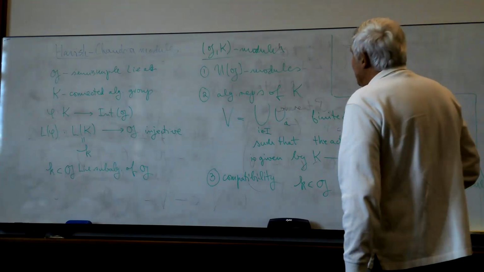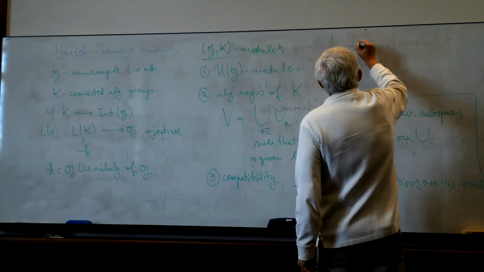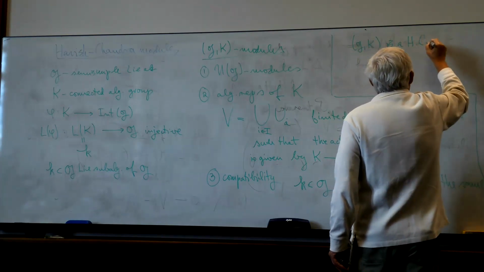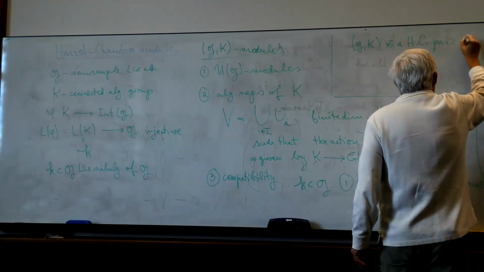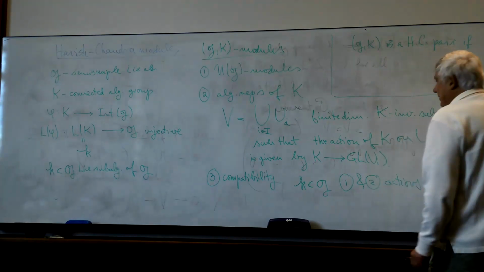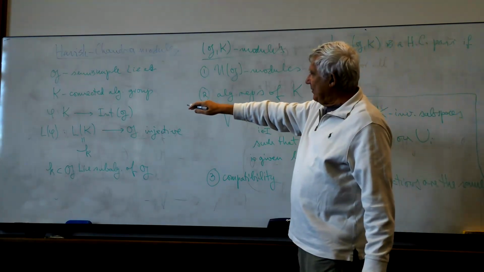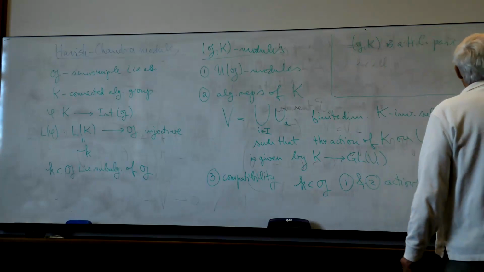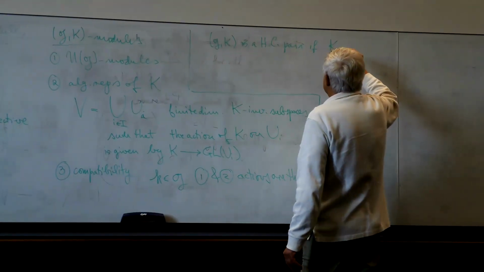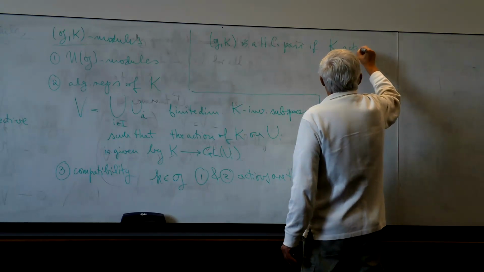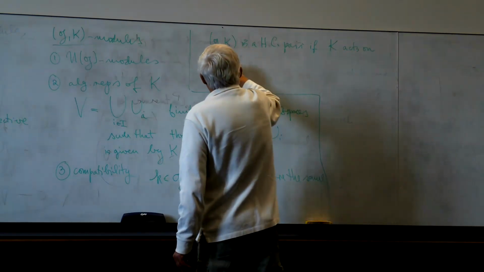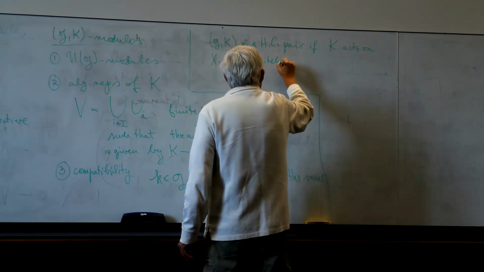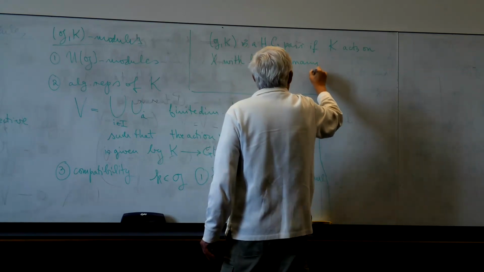And we say that (g,K) is a Harishchandra pair if K, I mean the group K, acts on the flag variety X, since Int of g acts on it, with finitely many orbits.